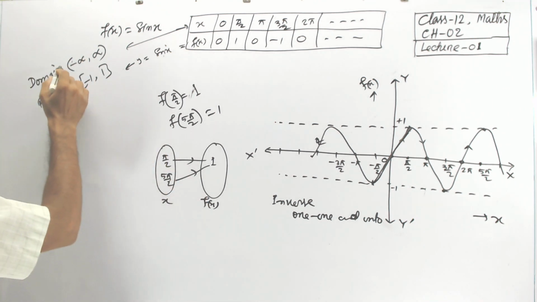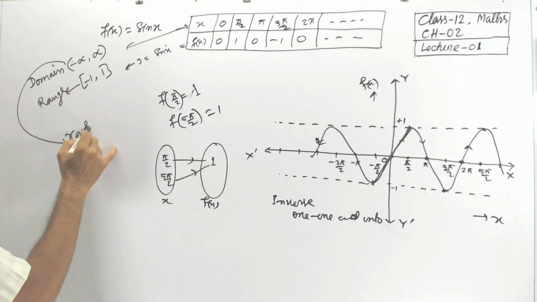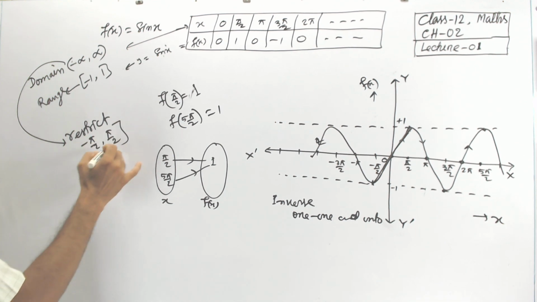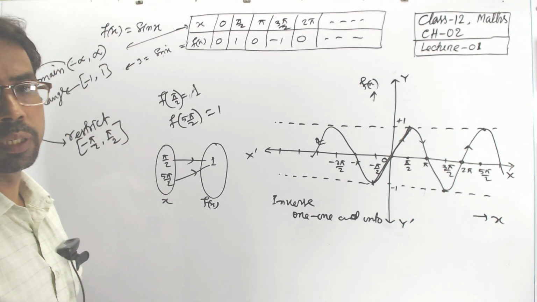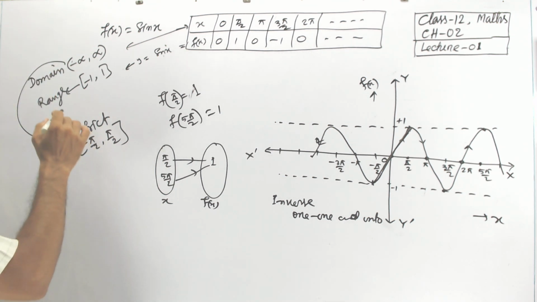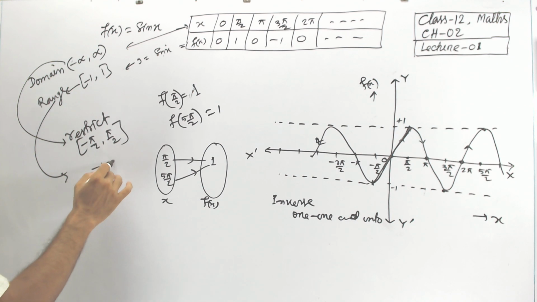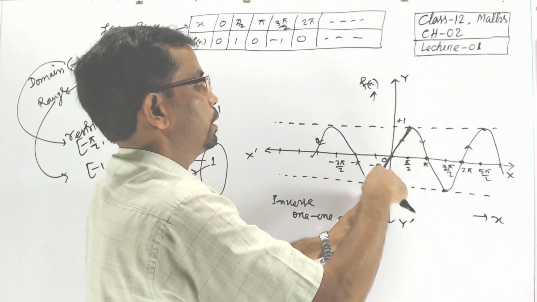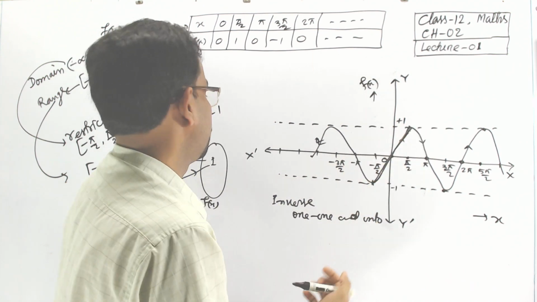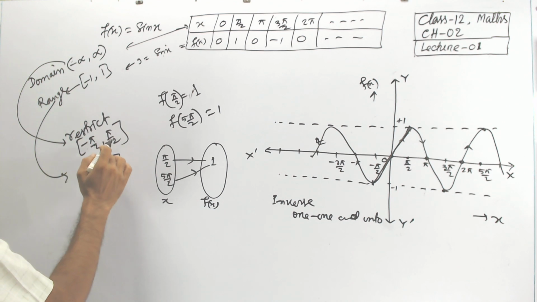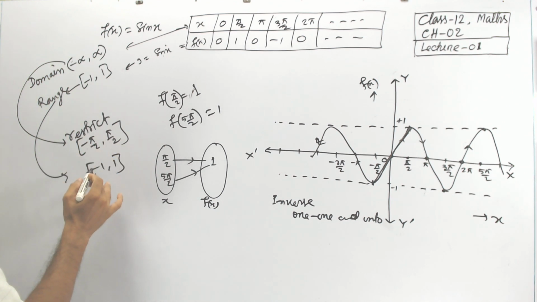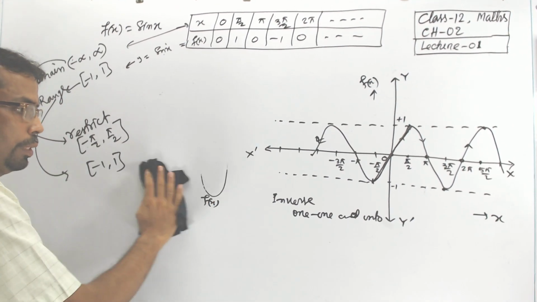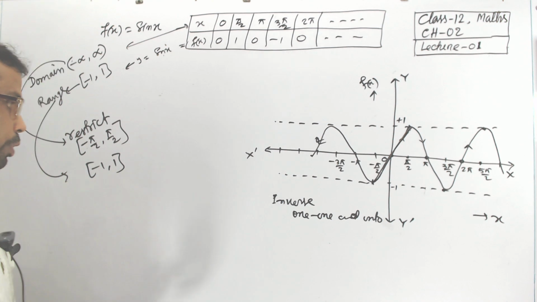That means if we restrict this domain to only minus pi by 2 to plus pi by 2, then we can have the inverse of the function. And the range will remain the same, minus 1 to 1. We can very clearly see that even between minus pi by 2 to plus pi by 2, along y the variation is minus 1 to plus 1. So the restricted domain is now minus pi by 2 to plus pi by 2, and the range is minus 1 to plus 1.